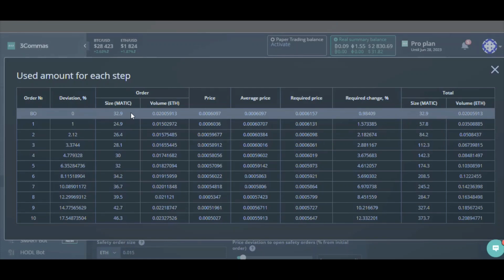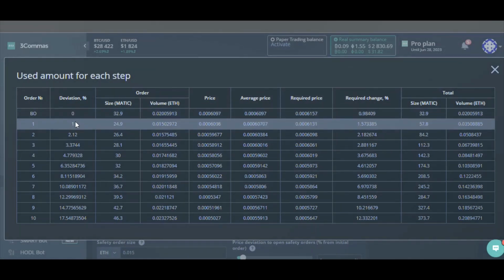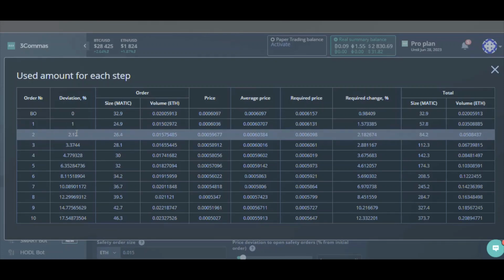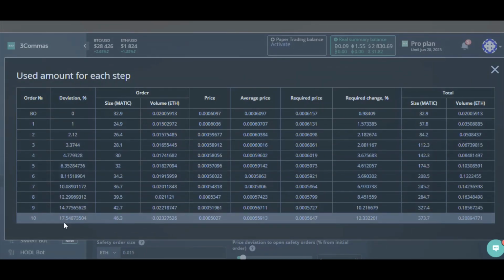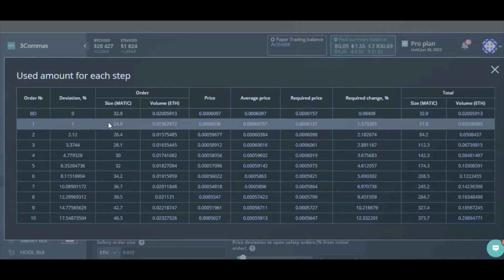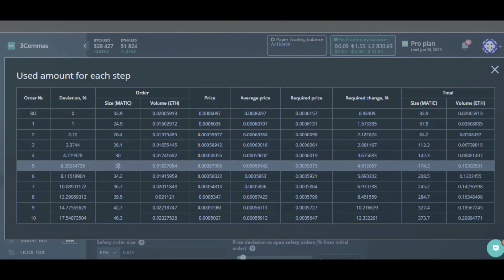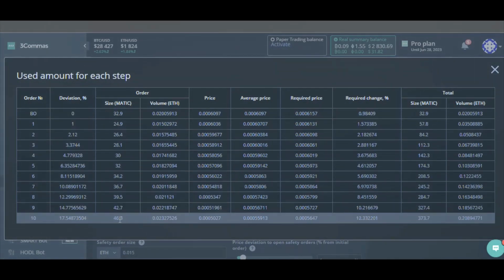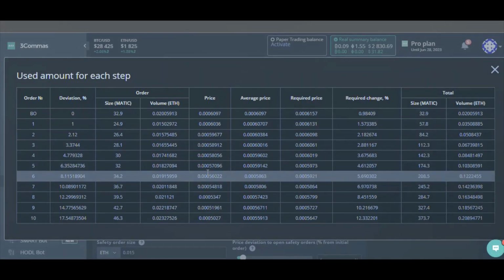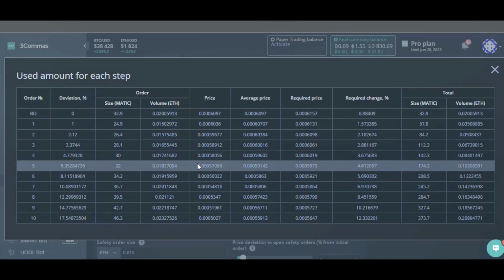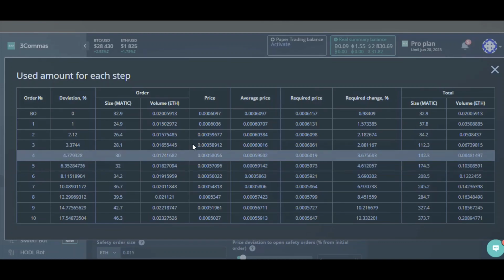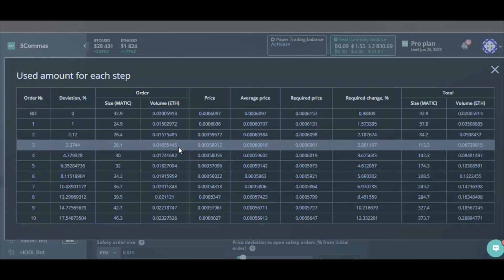But if the market doesn't go up, if the market goes down by 1%, again around 25 MATIC will be bought, right? As the market goes down, it keeps on buying until the 17.5% market drop. So you can see how much MATIC is going to be bought: 32, 24, 26, 28, 30, 32, like that. It keeps on buying as the market goes down, and it tries to close as soon as the total profit is 1% gain, right? So that is the idea of this one, right?